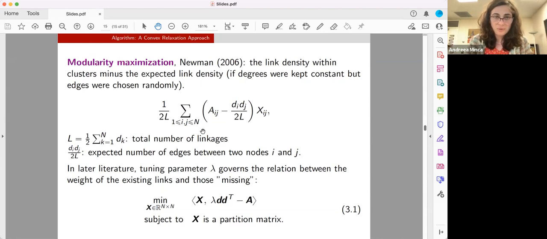Now, this quantity here represents the expected number of edges between two nodes. So if you took just two nodes at random, this is what you'd observe. This is what you would have as the expected number of edges between those two nodes. And of course, in your snapshot, in your picture, you're going to observe more or less than this. And so the modularity maximization is going to attempt to recover which two nodes are in the same cluster based on this difference.